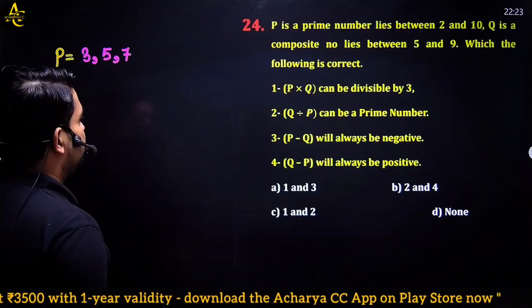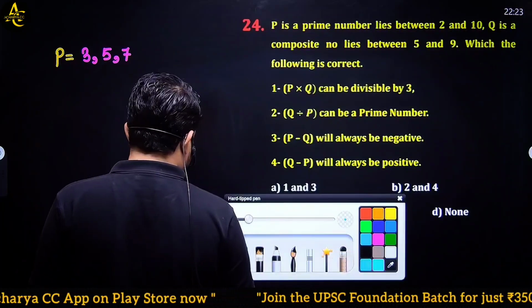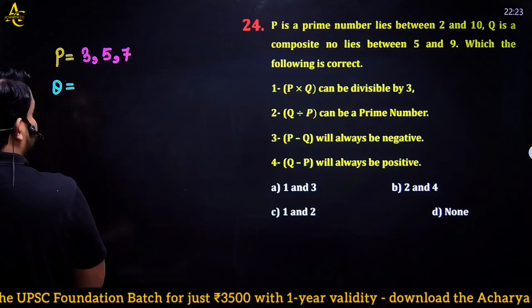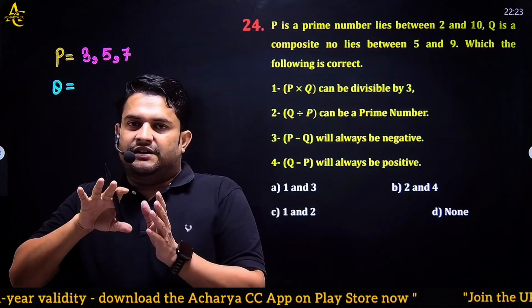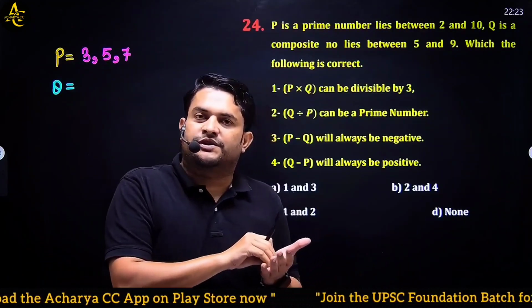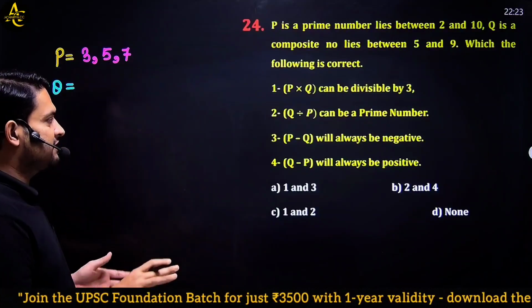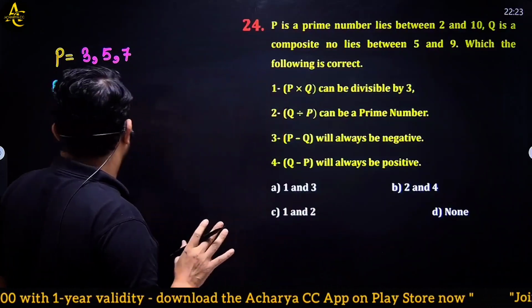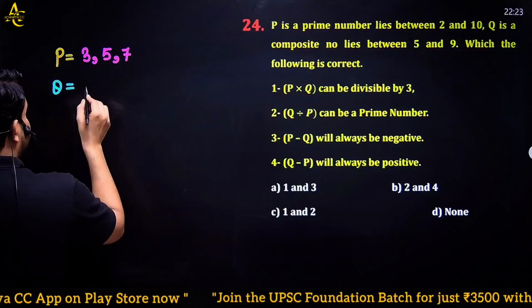And q is a composite number, lies between 5 and 9. And what is a composite number? All the numbers that have more than 2 factors are composite numbers. At least 3 factors are compulsory to make a number a composite number. See, q is a composite number, lies between 5 and 9. See, I have 6.